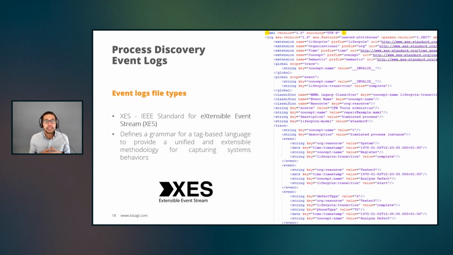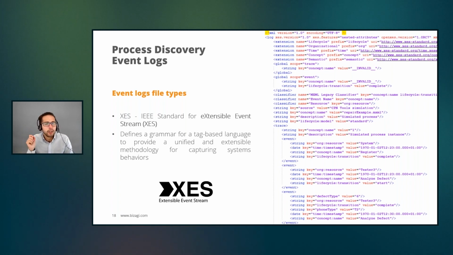The first thing is that Bizagi supports 2 formats of event logs for process mining. The first one is called XES, which is an IEEE standard for extensible event streams. And what we're going to have here is basically one grammar that is based on tags. It looks quite similar to XML documents. And here we will need to have a specific structure for my logs to work.